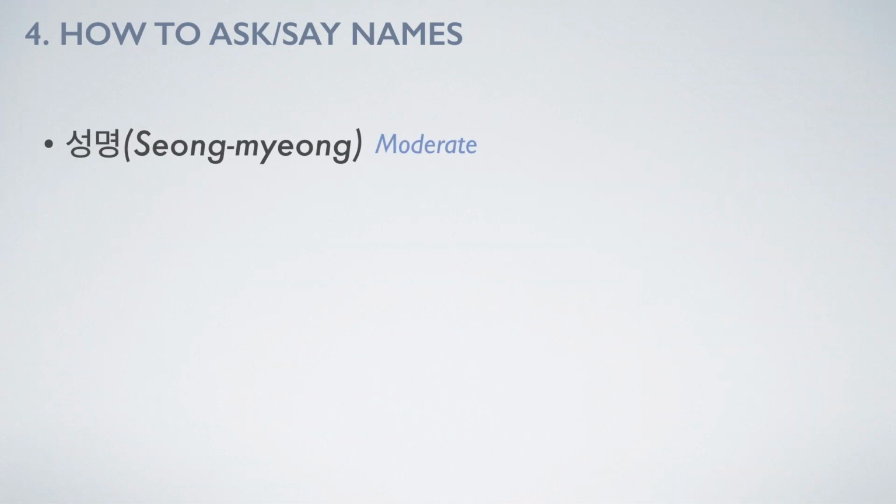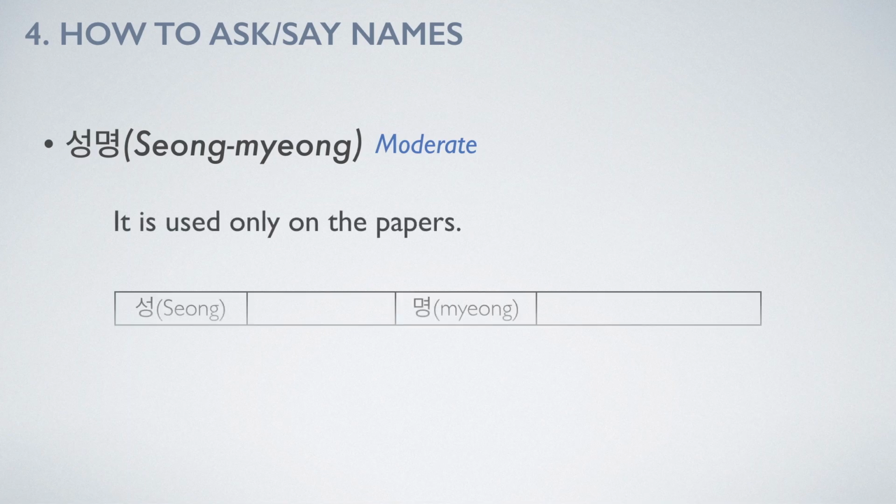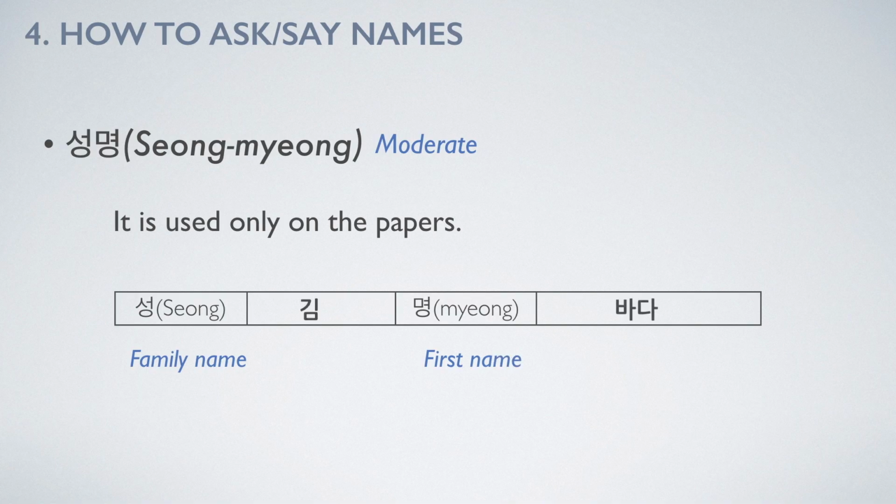성명, the level of politeness is moderate. 성명 is not used in a conversation, but you'll see this on the paper, for example, in an airport, in a hospital, bank, or in an immigration office. You will see such a table, 성 and 명. 성 means family name and 명 means first name. So you just put your family name next to 성 and your first name next to 명.